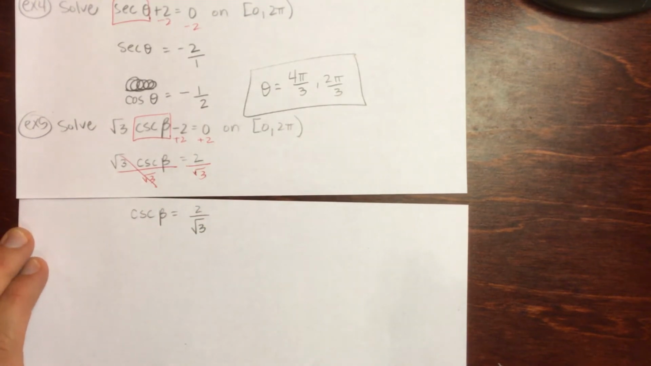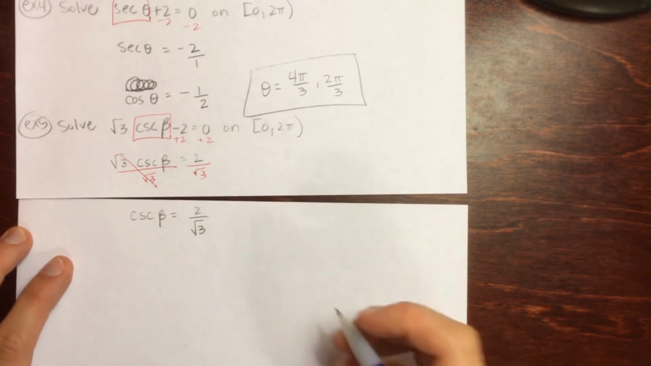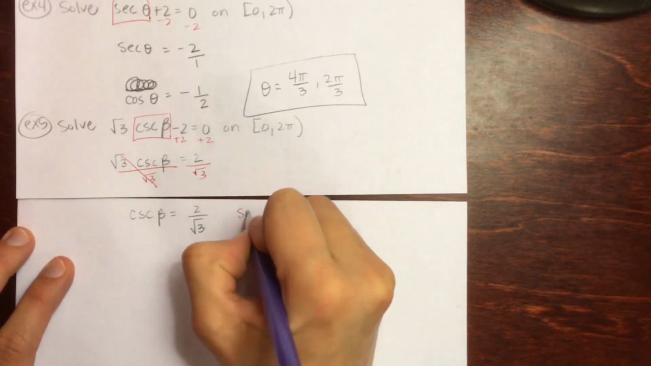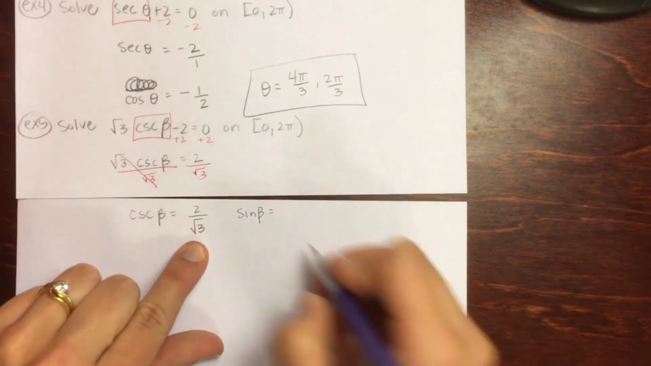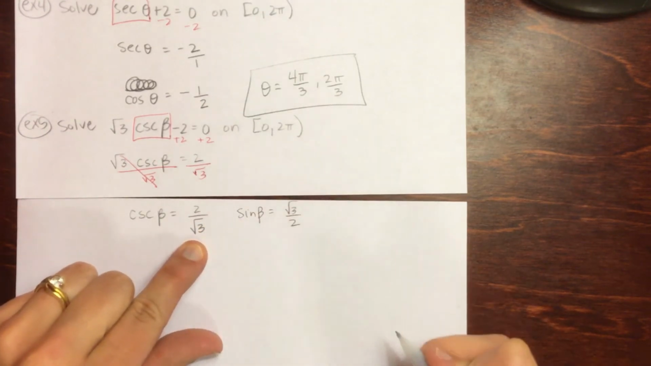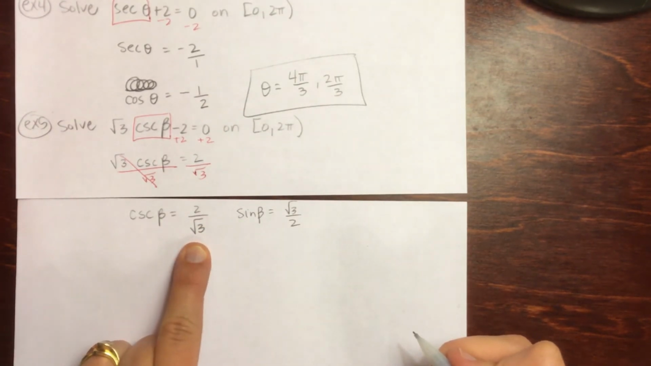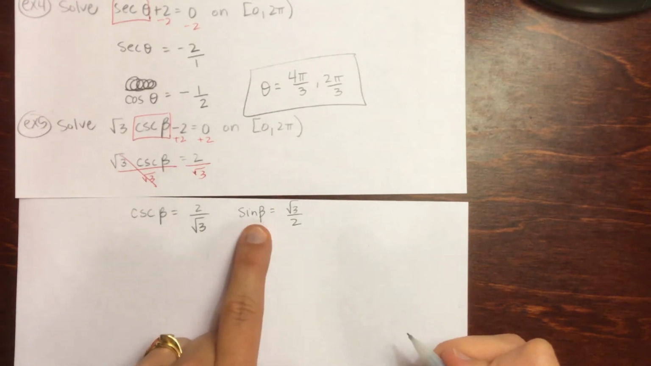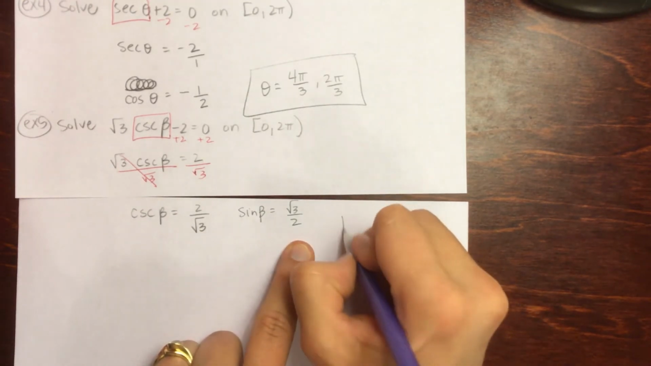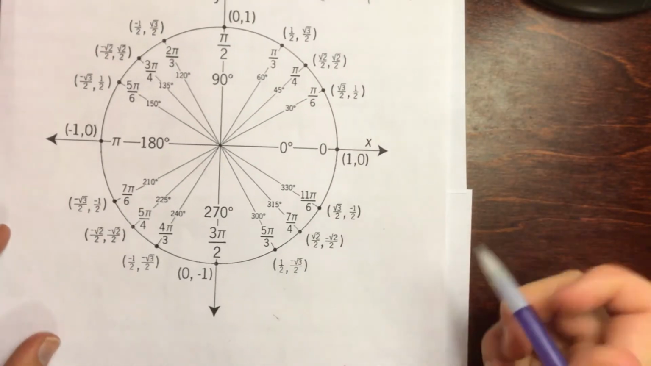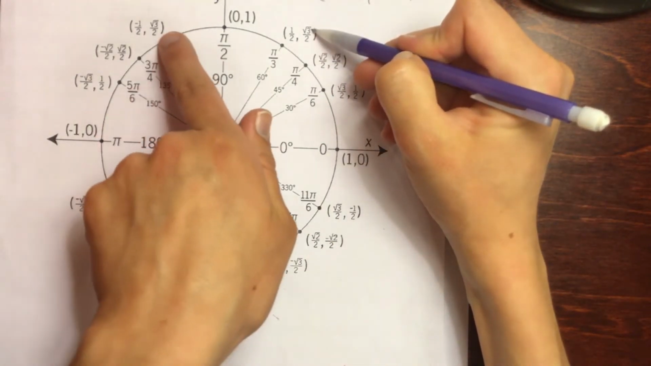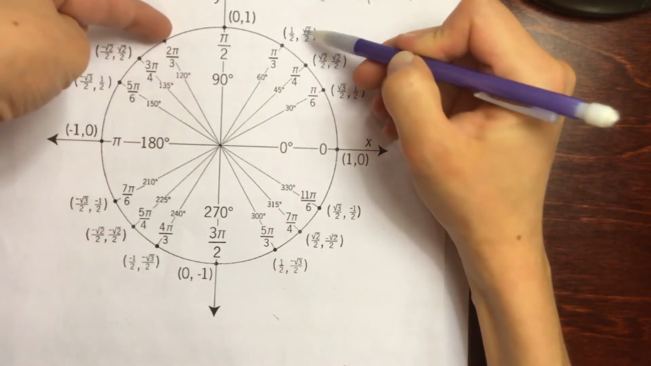I don't know my cosecant values. So what's the reciprocal of cosecant? The reciprocal of cosecant is sine. Reciprocal means flip that fraction. So cosecant is equal to 2 over √3, where sine is equal to √3 over 2. I do know my sine values on my unit circle. So where is sine equal to √3 over 2? Where's the y coordinate equal to √3 over 2? That is at pi/3 and 2 pi/3.